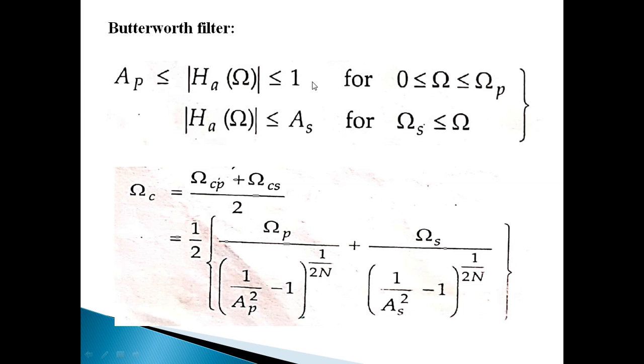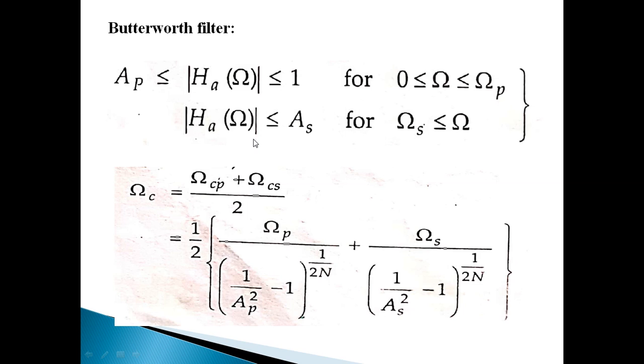So the pass band range must be greater than or equal to AP, that is the pass band attenuation, and less than or equal to 1. So this is a range. And for the next one, if omega is greater than or equal to omega s, this is a stop band. So the amplitude value for this is AS.